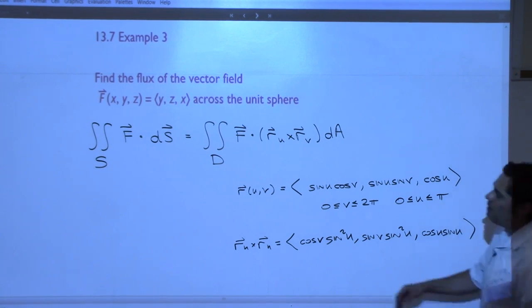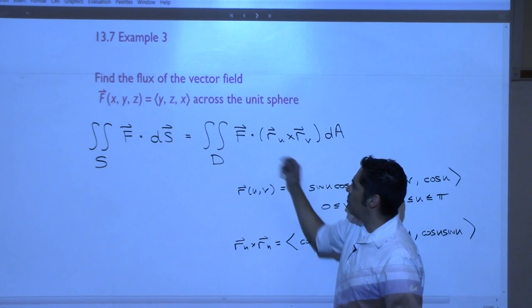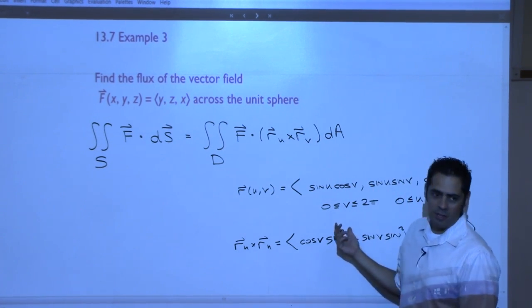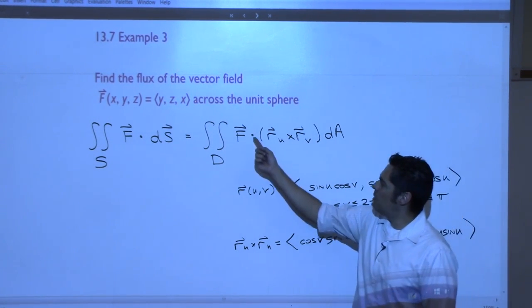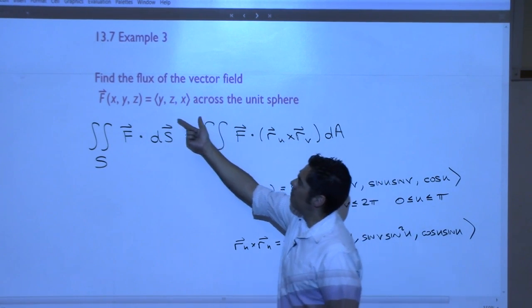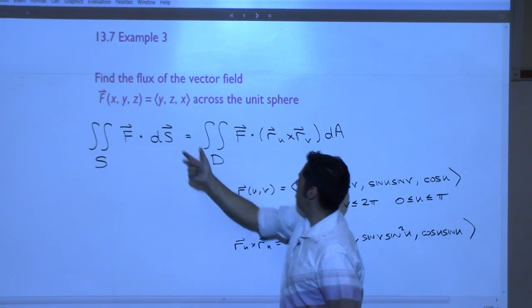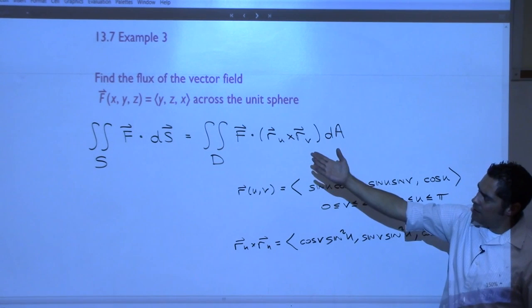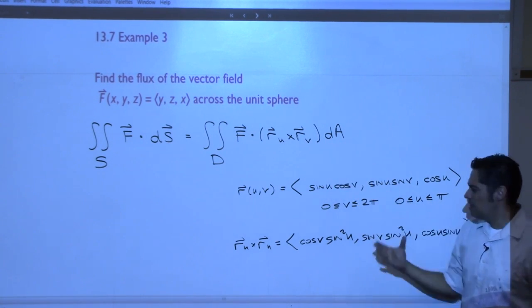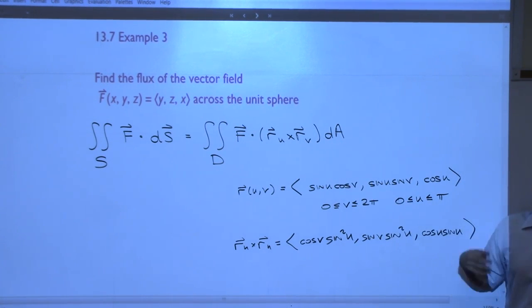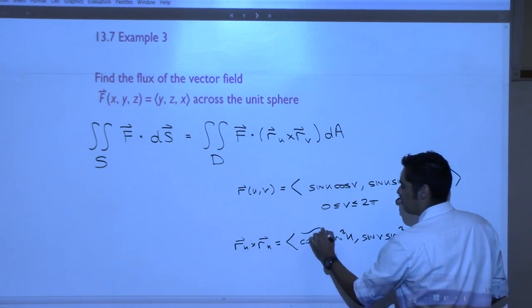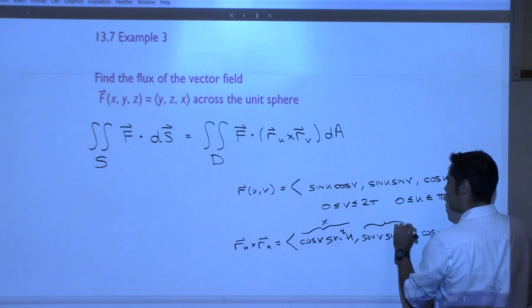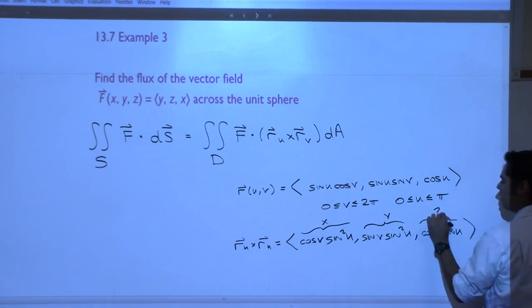So what we need to do now is we need to get the field and dot it with that vector. Dot products are easy to do, right? But what do we mean by the field? Well, here's your field. I need to dot that with this. But see, that has y, z, and x. This has u's and v's. We need it all in terms of u and v. So just like we did before, everywhere we see x, we replace with this. Where we see y, we replace this. And where we see z, we replace this.